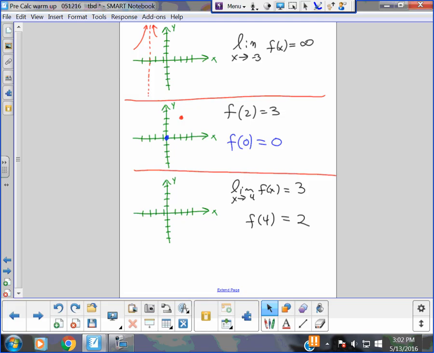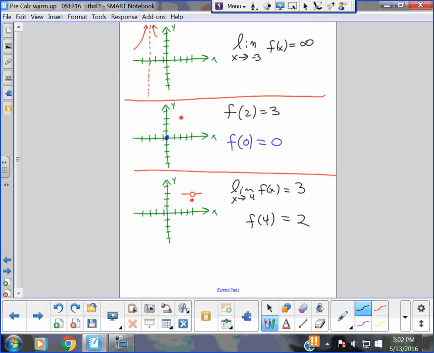All right, here's the last one. If I want to do this, the limit as x approaches 4 of f of x is 3. So if I go to 4, and I put an open circle, and I just know that going through is like this. That is the limit. Now f of 4 equals 2. Boom.